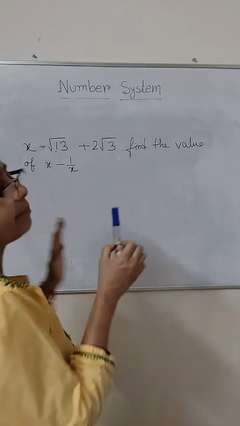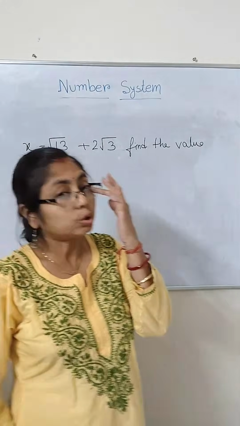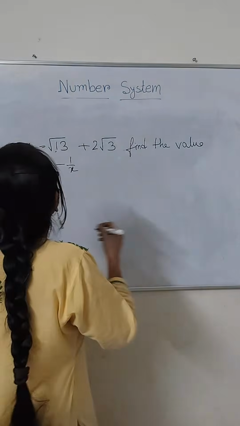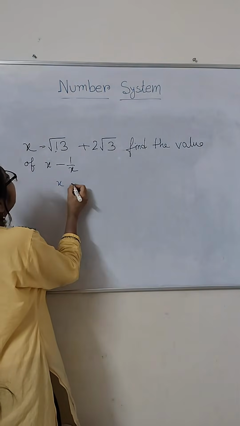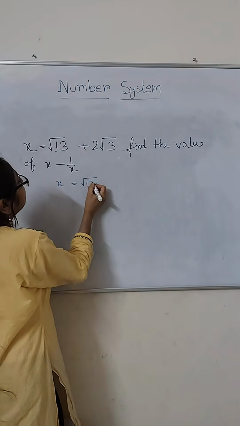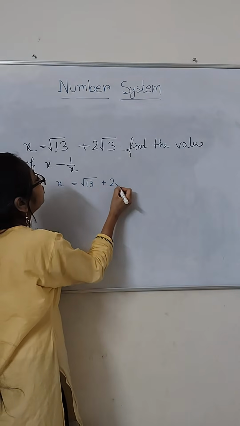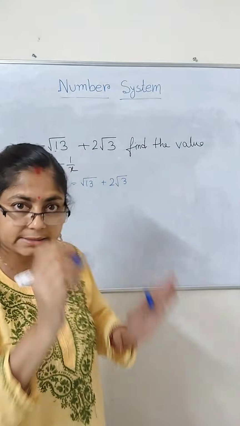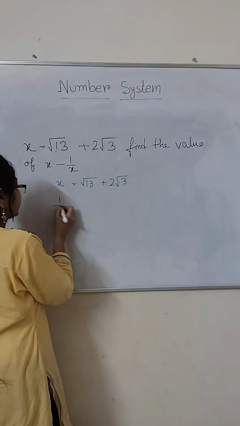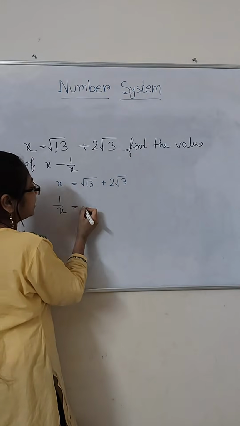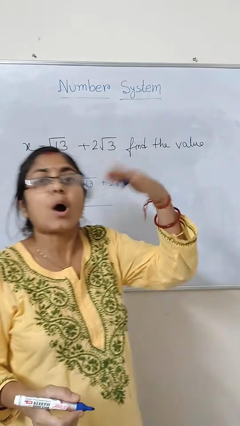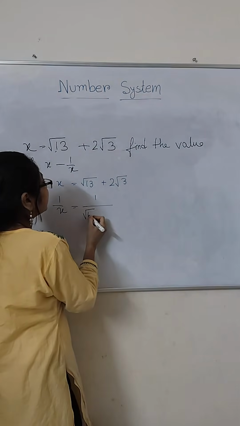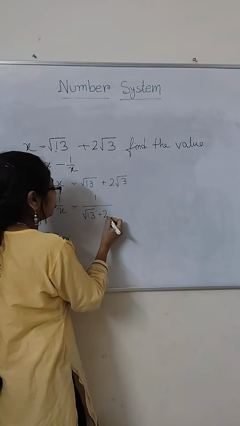If this type of math comes in the exam, don't get confused. Do it step by step. What do you do? You know the value of x. x is equal to root 13 plus 2 root 3. Now you find out the 1 by x value. You have to write 1 by x. x has now come down. So I write 1 by root 13 plus 2 root 3.